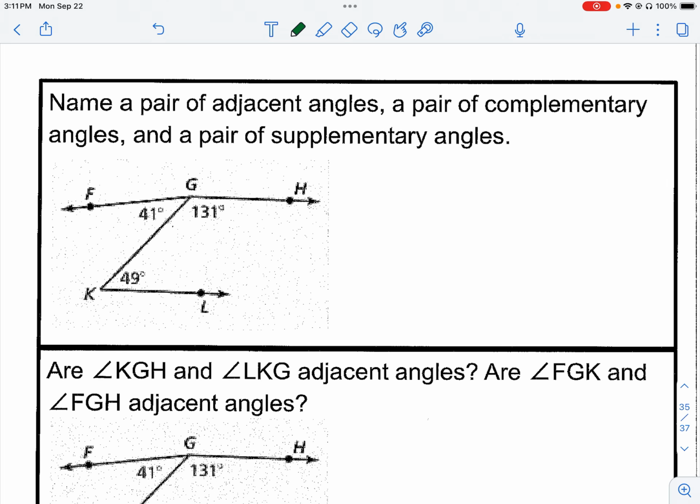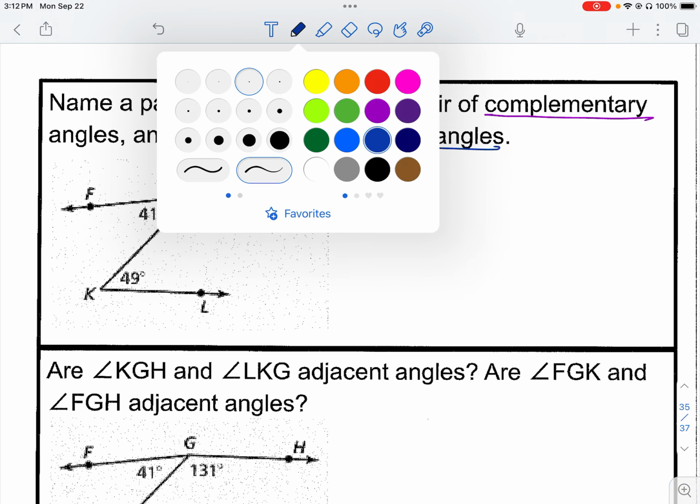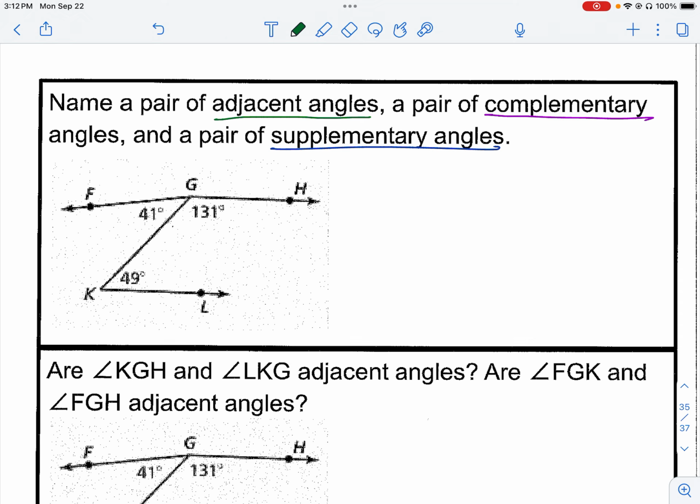All right. So do this next one, pause the video, then start it up and see how you did. All right. So we need adjacent angles, we need complementary angles, and we need supplementary angles. Let's see what we have. So for adjacent, we need a shared point and a shared side, and no shared interior angles. So that is quite clearly going to give us here.